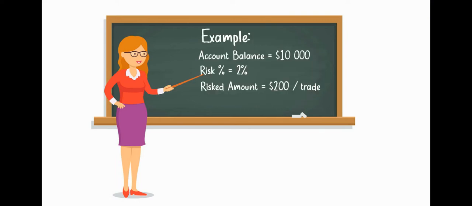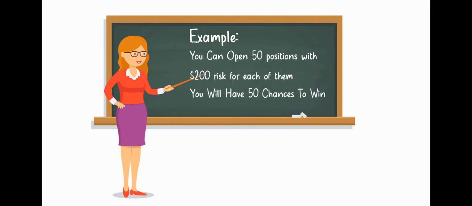The maximum loss should be not more than 2%. With this data, your maximum loss should be only $10,000 multiplied by 2%. That is only $200 for each trade. So, a 2% loss for each trade means you have to make a mistake 50 times in a row in order to lose your entire account.